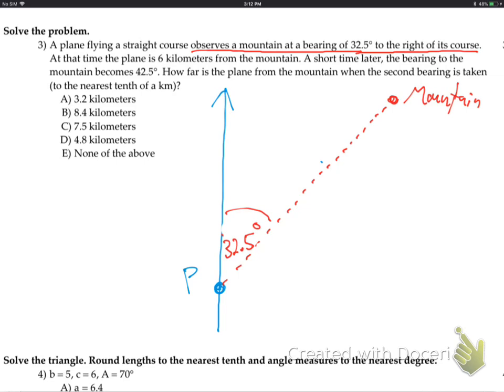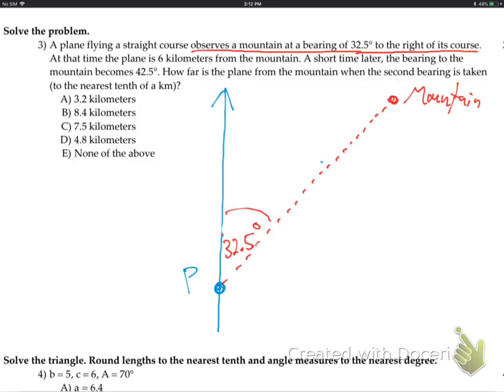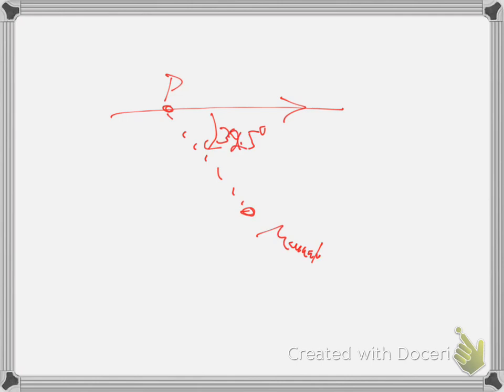So the plane is headed straight up, or straight somewhere. And you think, well, it doesn't have to be up. No. I could go straight to the right. The plane could be headed here, and then he looks off to the right. That's still to the right. And there's the mountain. That'd still work at 32.5 degrees. You could do it any way. It doesn't matter what direction you start with. You could have started straight to the right, and this would still be right of your course, right?